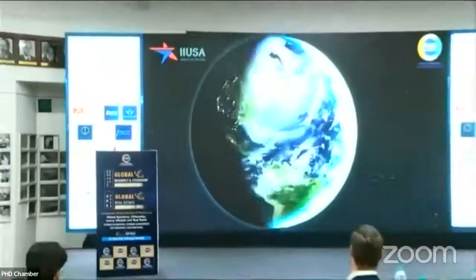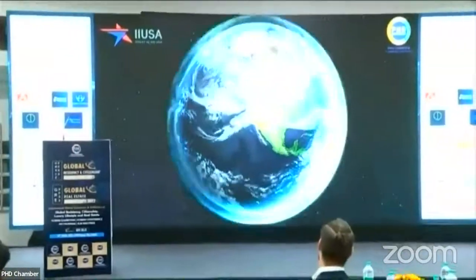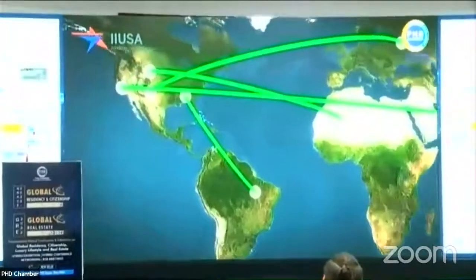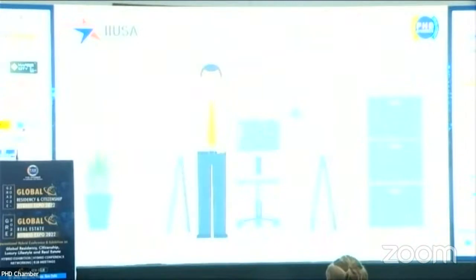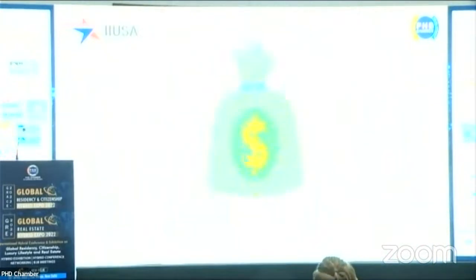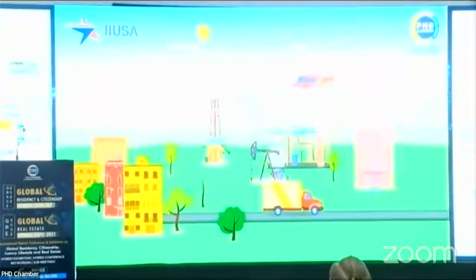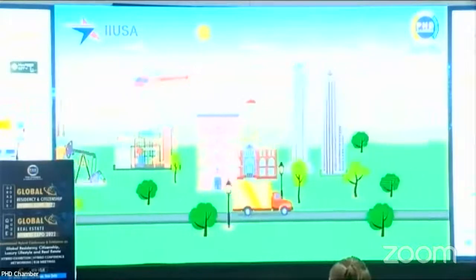EB5. What is it? What are the benefits? Let's break it down. EB5 is an immigrant investor visa program that allows capital to flow from private investors across the globe into the US economy. In exchange, these qualified individuals can apply for permanent residence in the USA. Where does the money go? It goes directly into the economy. Hotels, real estate, schools, hospitals, infrastructure, grocery stores, and a lot more.